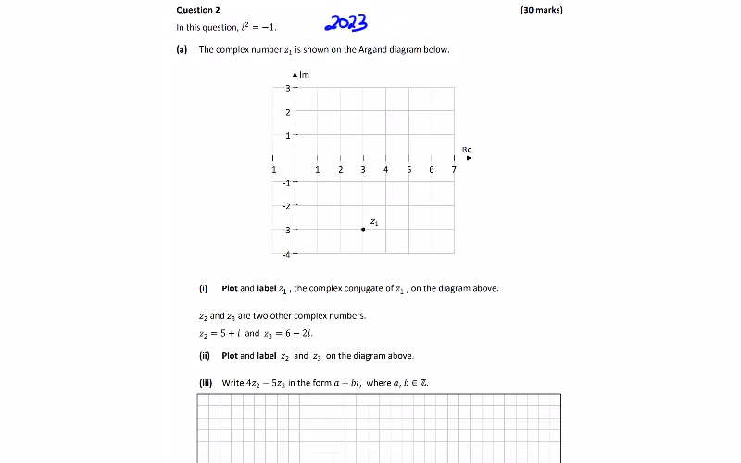Question two in 2023 is this complex number question. The complex number Z1 is shown on the Argand diagram below. Here it is here. Where is it? It's out 3 and it's down 3. So in complex number terms, 3 minus 3i.